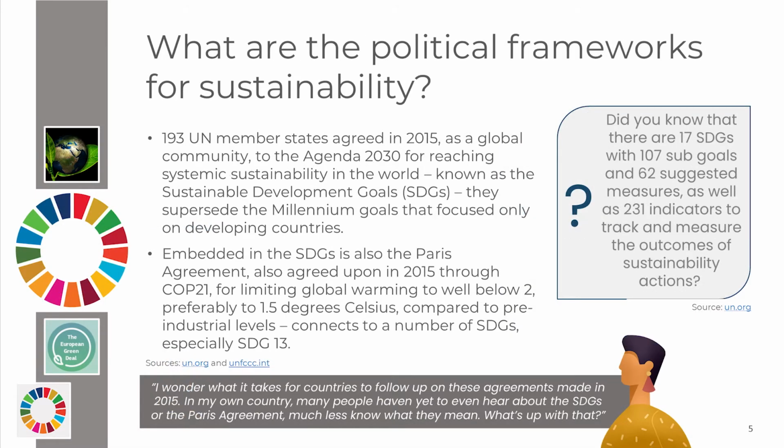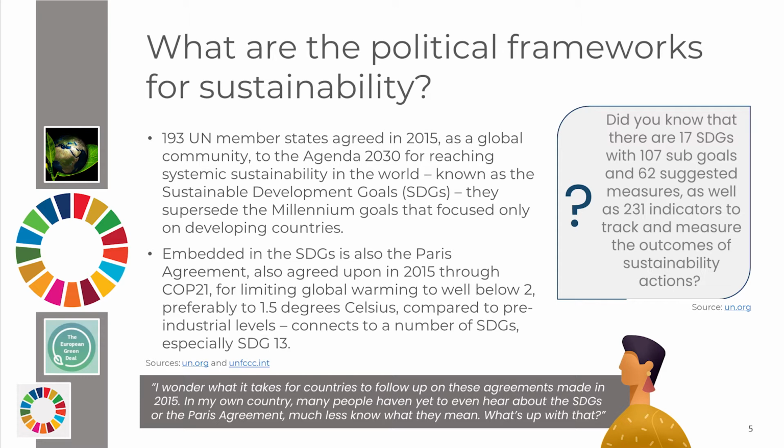What are the political frameworks for sustainability? So 193 UN member states agreed in 2015 as a global community to the Agenda 2030 for reaching systemic sustainability in the world, known as the SDGs. They supersede the Millennium Goals that focus only on developing countries. So now everybody in the world is part of this.